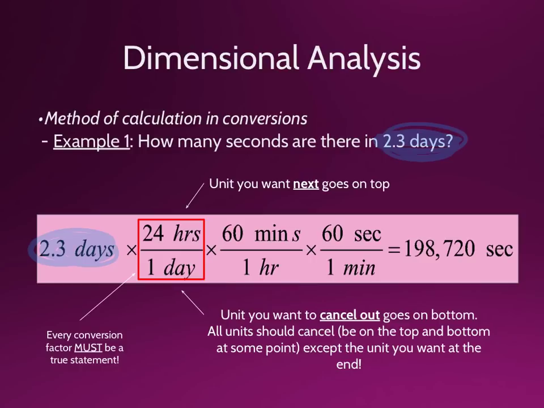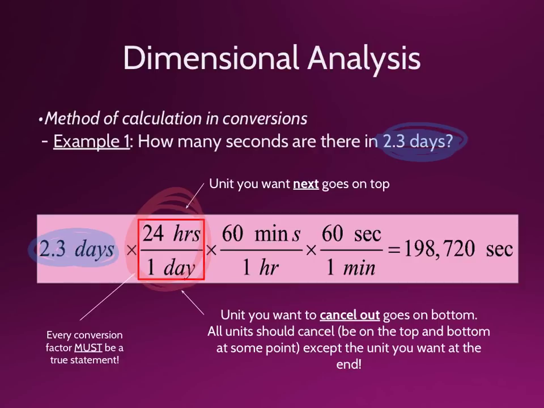Now you have to figure out, how can I relate days to seconds? It might be multiple steps, and that's totally fine. If you can't get to it in one step, then you'll just have multiple conversion factors to go through. I don't memorize days to seconds. I don't have that in my brain, but I do know that in one day there are 24 hours. So this is a conversion factor. One day is 24 hours. Remember, that has to be a true statement.